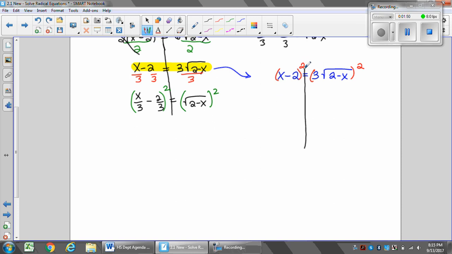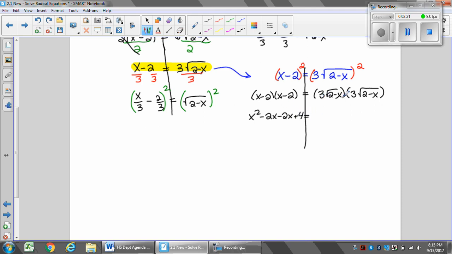So I remember that exponent tells me I have a quantity of 2. So I have on this side x minus 2 times x minus 2. On the right side, 3 root 2 minus x times 3 root 2 minus x. Okay, let's FOIL on this side. X times x is x squared. X times negative 2 minus 2x, minus 2x again, plus 4.